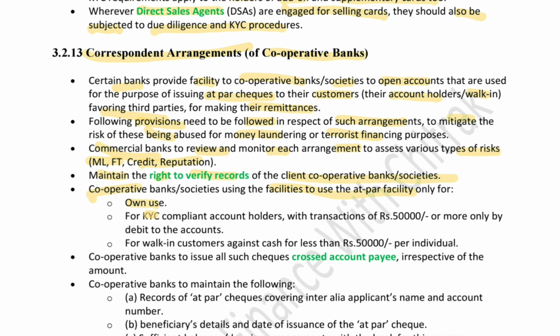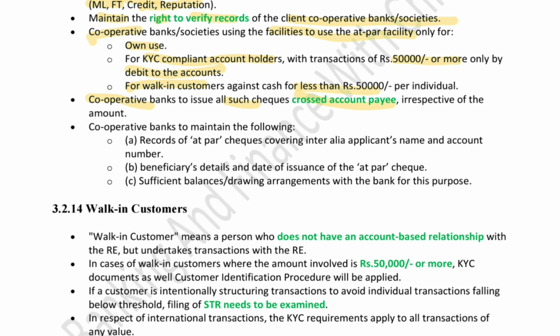Then it is to be used only for KYC compliant holders and for transactions of rupees 50,000 or more. The check should be issued only by debiting the accounts. For walk-in customers against cash for less than 50,000, they cannot issue a bearer check, only a cross account payee check is to be issued. Also, cooperative banks must maintain the following records: records of at-par checks covering the applicant's name and account number, beneficiary details and date of issuance of the check, and sufficient balance drawing arrangements with the bank for this purpose.